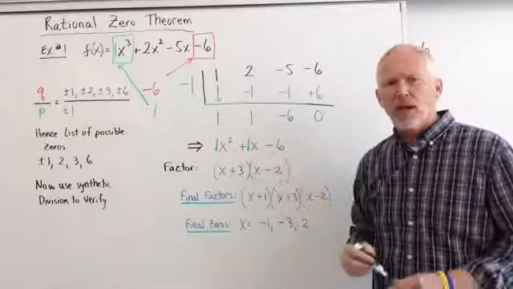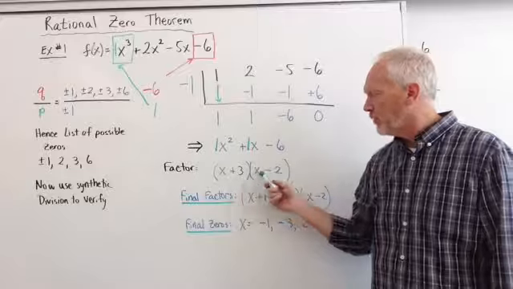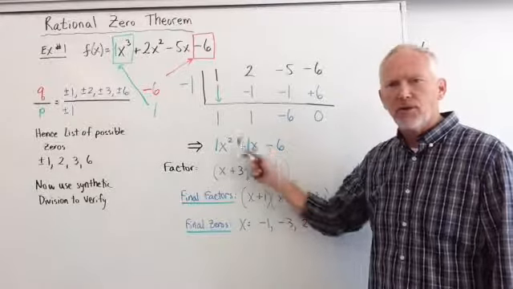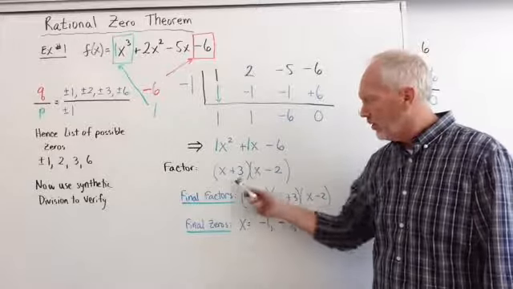And now I can just look at it and say, oh, I can factor. That's a quadratic. That's x plus 3 times x minus 2. What two numbers add to positive 1 and multiply to -6? And those are the options.